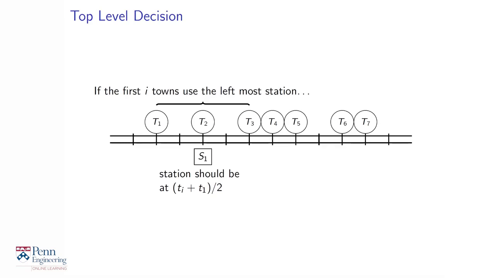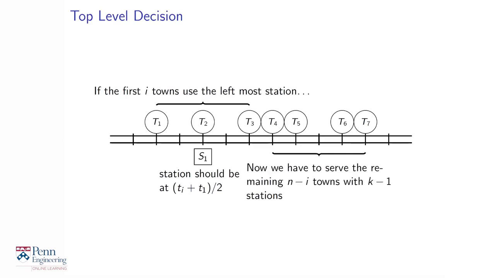I hope you can convince yourself of this. It's not so hard to see, so I will leave it to you. So we have to use the remaining k minus 1 stations to serve the remaining towns, starting from i plus 1 all the way up to n.